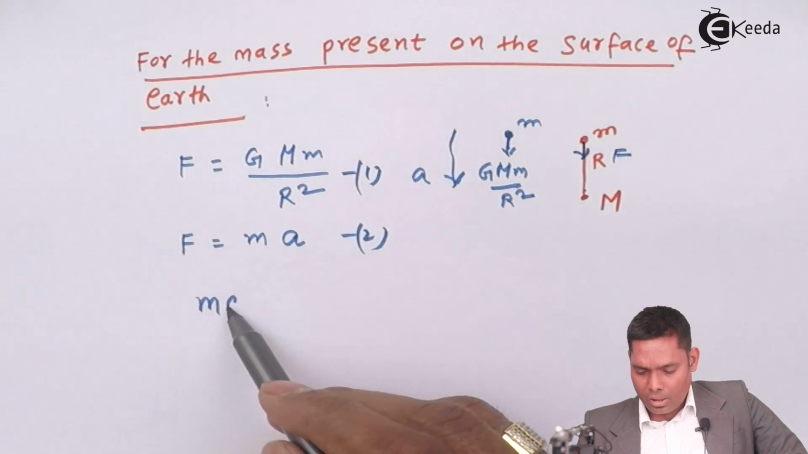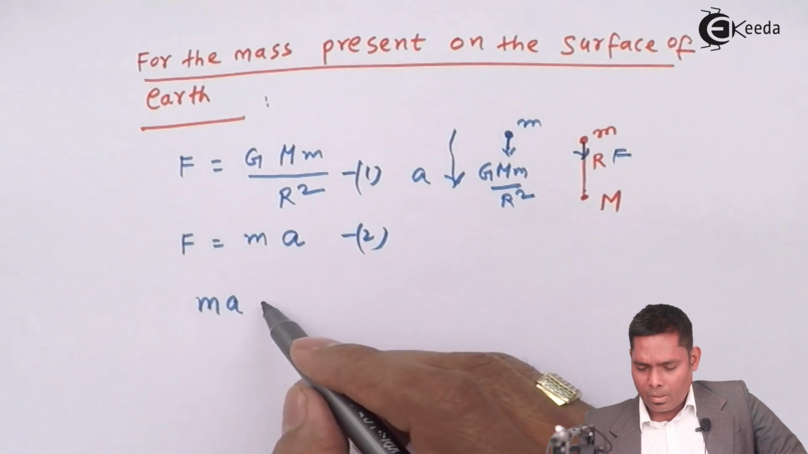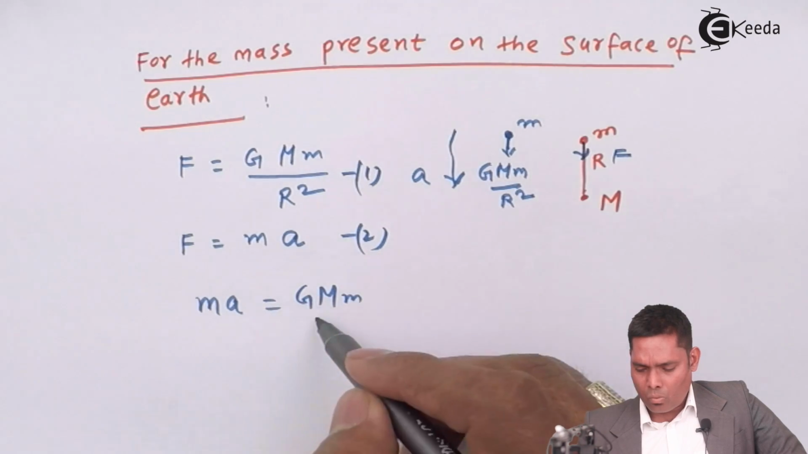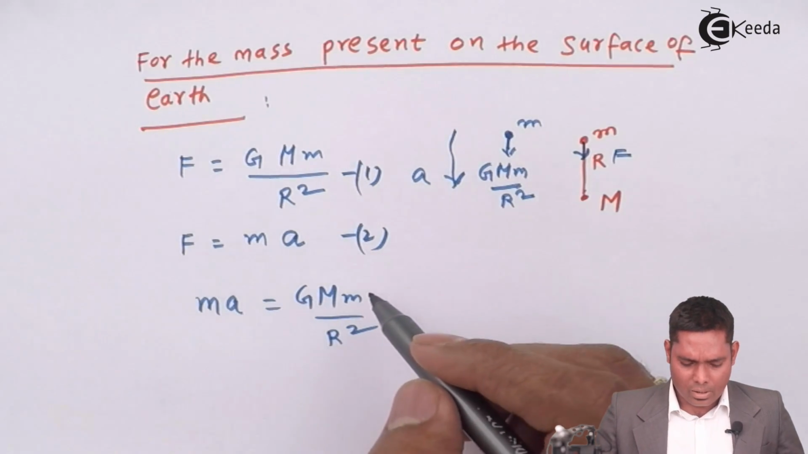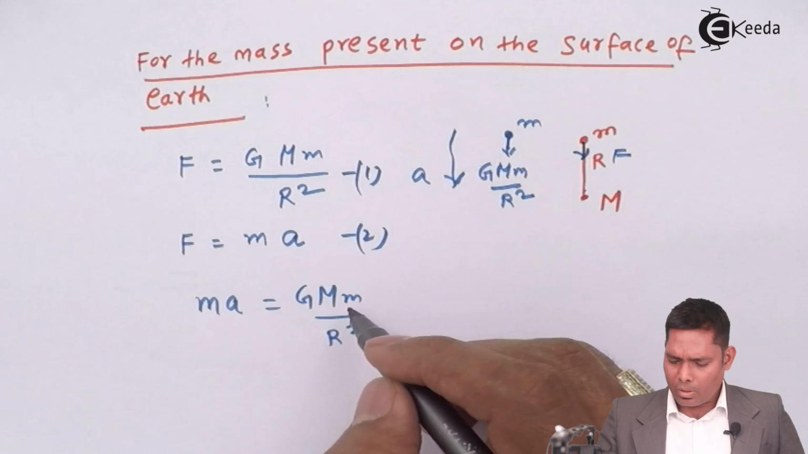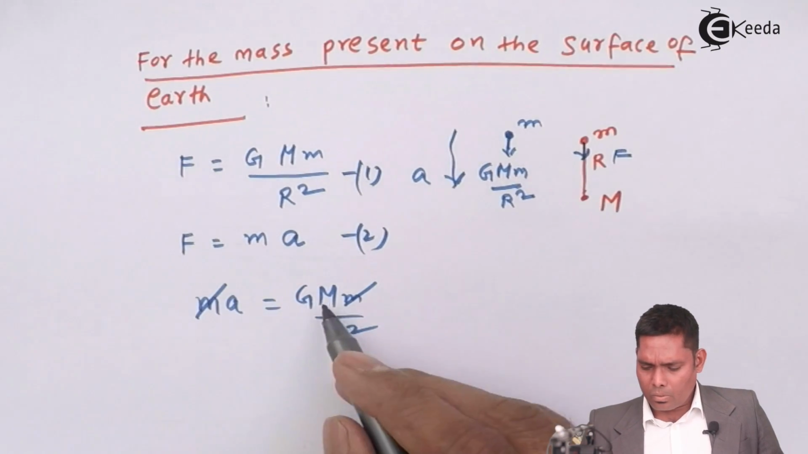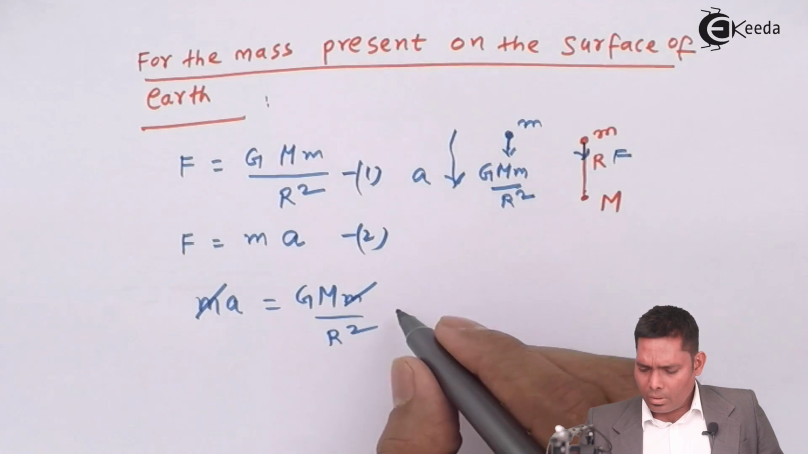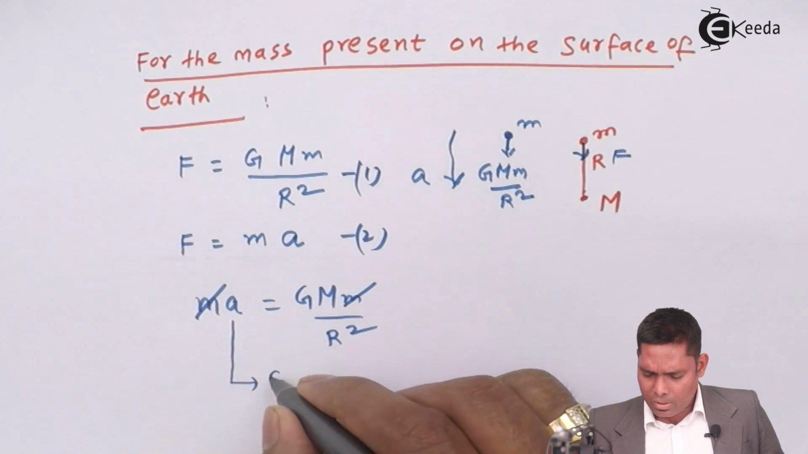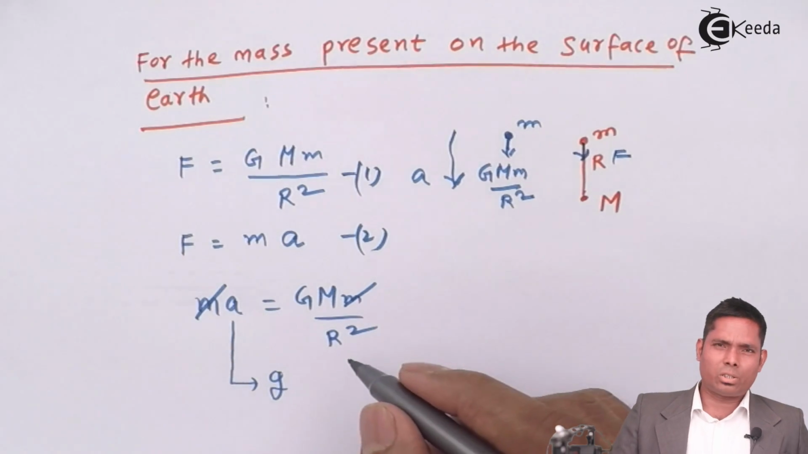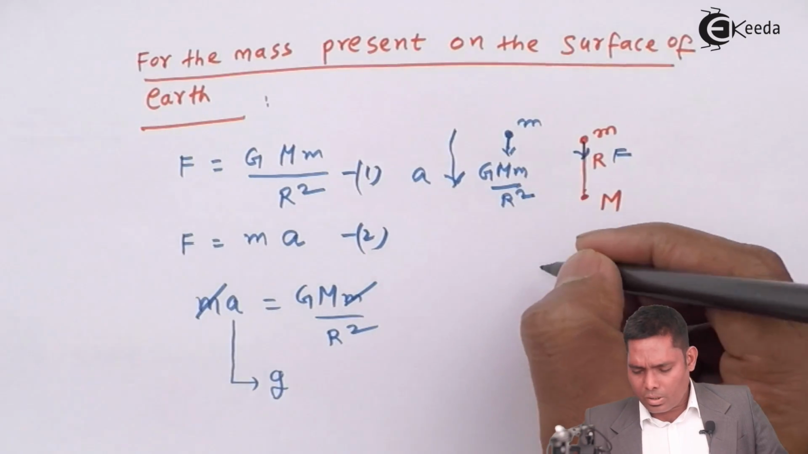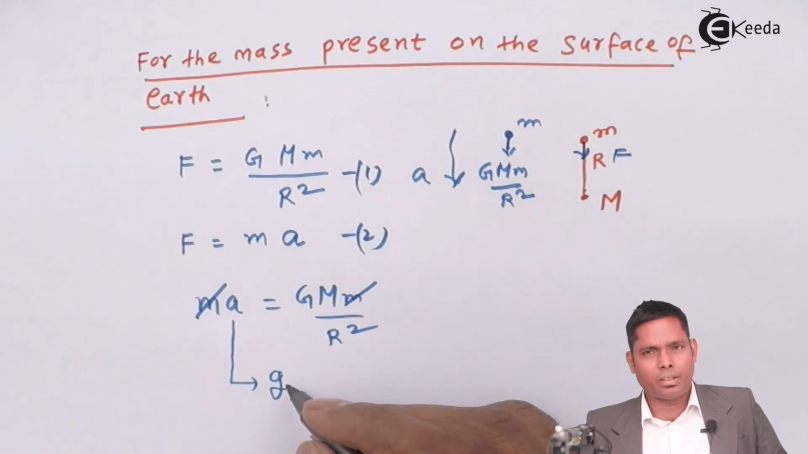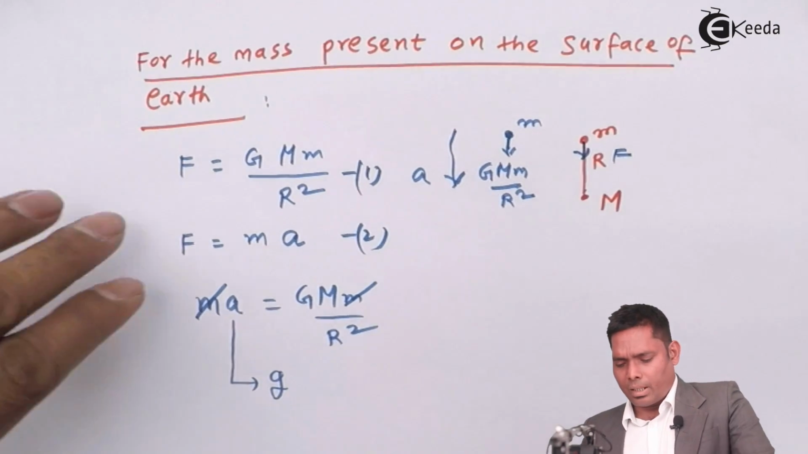If I do that, equating these two equations, ma equals GMm over r square. Okay, if it is that, then m will cancel out, and a equals GM over r square. This a is called small g, that is called acceleration due to gravity. This is the acceleration with which the body will move towards the center of the Earth, that is denoted by g. So from here, what I am getting is g equals GM over r square.